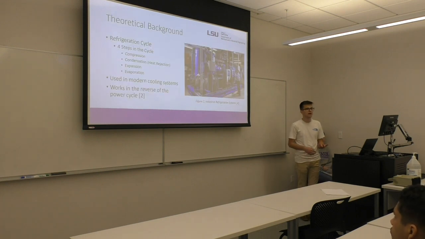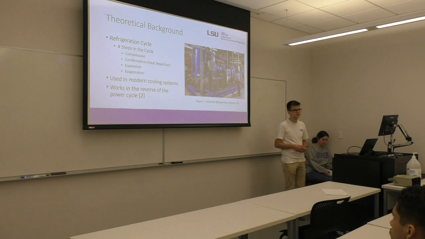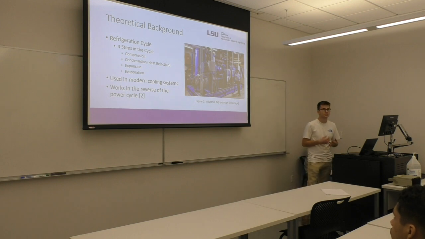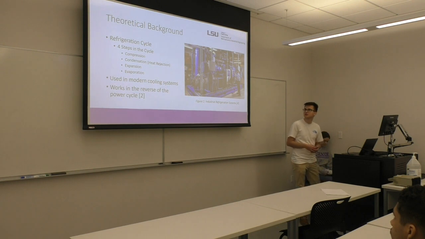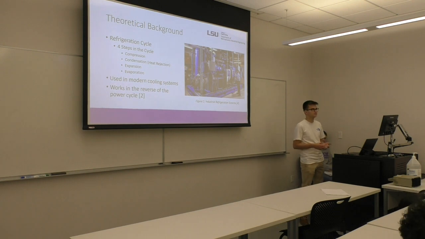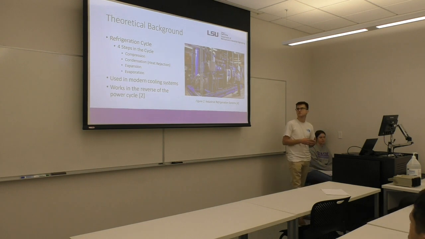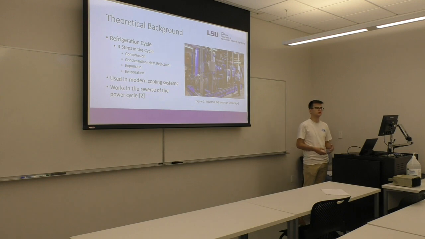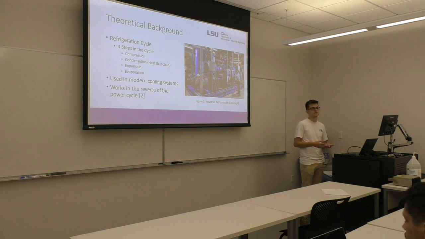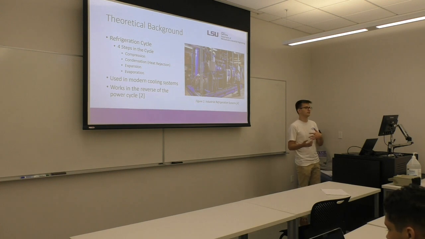So some theoretical background around the refrigeration cycle. There are 4 main steps in the cycle: compression, condensation or heat rejection, expansion, and then evaporation. Refrigeration cycles are used in many modern cooling systems, such as in supermarkets, but they're also used in industrial systems to help cool systems. It essentially works as the reverse of the power cycle, because in a power cycle you are trying to get work out, and in a refrigeration cycle you are basically trying to pull heat out.